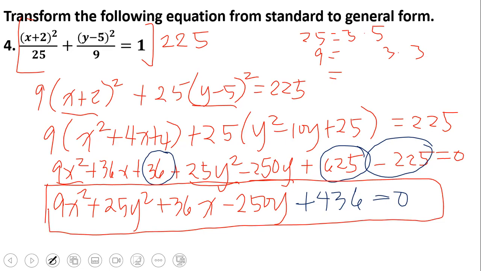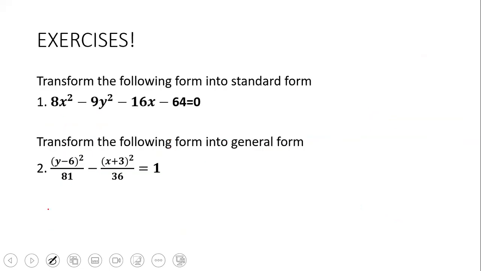So for the remaining exercises, I'll be giving you a short task to work on. So it will flash on your screen.